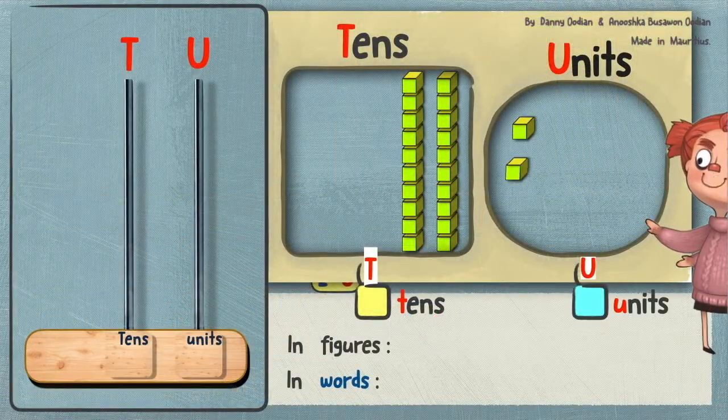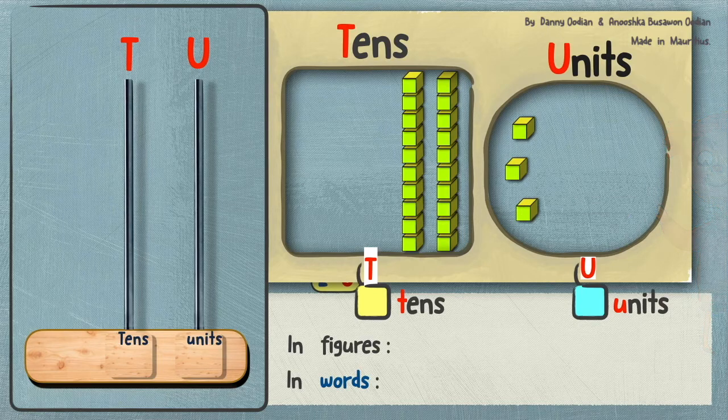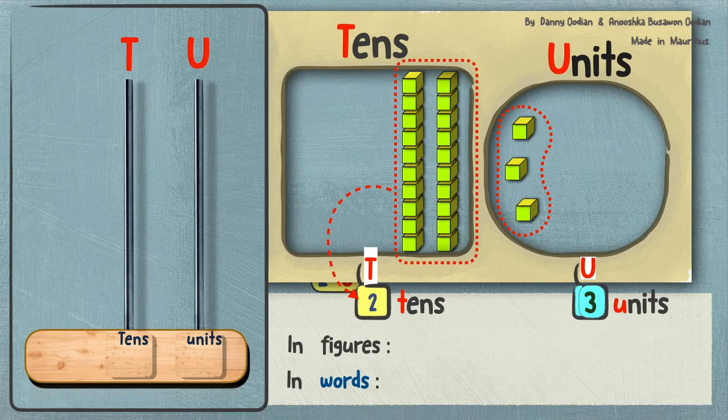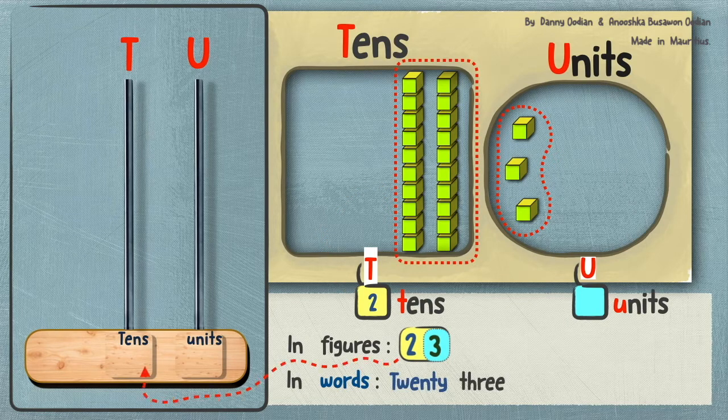What about adding 3 units? Let me explain, Rosie. Well, 2 tens makes 20, plus 3 units makes 23. To represent this on the abacus, I will slide 2 beads on the rod representing tens.